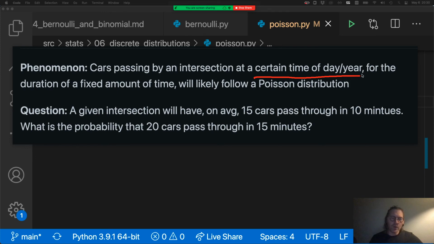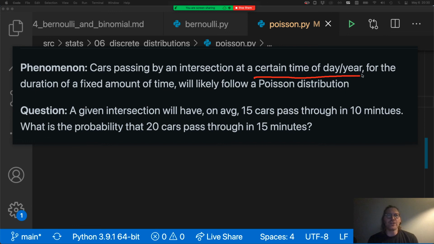So, if we're thinking lunchtime versus 2 in the morning, we're going to expect different traffic patterns. So when we construct our lambda, we need to constrain it to either lunchtime or 2 in the morning for this intersection. Maybe that goes without saying, but you have to apply some critical thought in relationship with these.